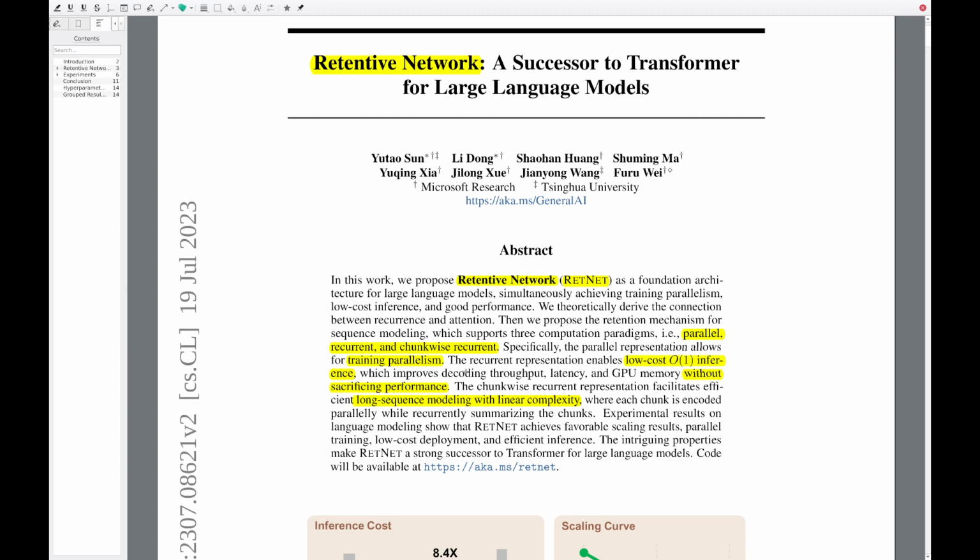And they say it improves decoding throughput, latency, and GPU memory. This is another bottleneck, GPU memory. And they say it doesn't sacrifice performance. And they have a third mode called the chunkwise recurrent representation that facilitates efficient long sequence modeling with linear complexity, where each chunk is encoded parallelly while recurrently summarizing the chunks. And they say it achieves favorable scaling results, and the things: parallel training, low-cost deployment, and efficient inference. And it makes it a strong successor to Transformer for large language models. And they have some code that you can use.